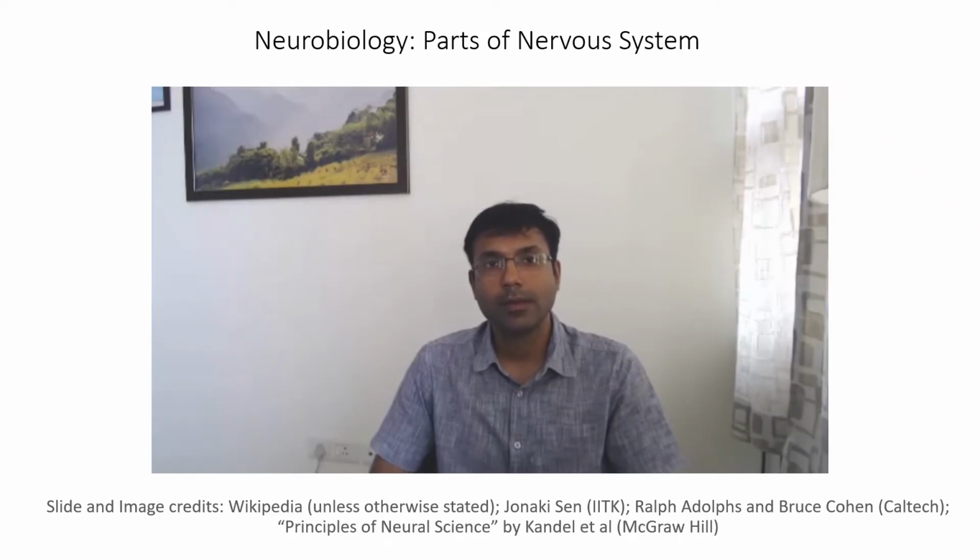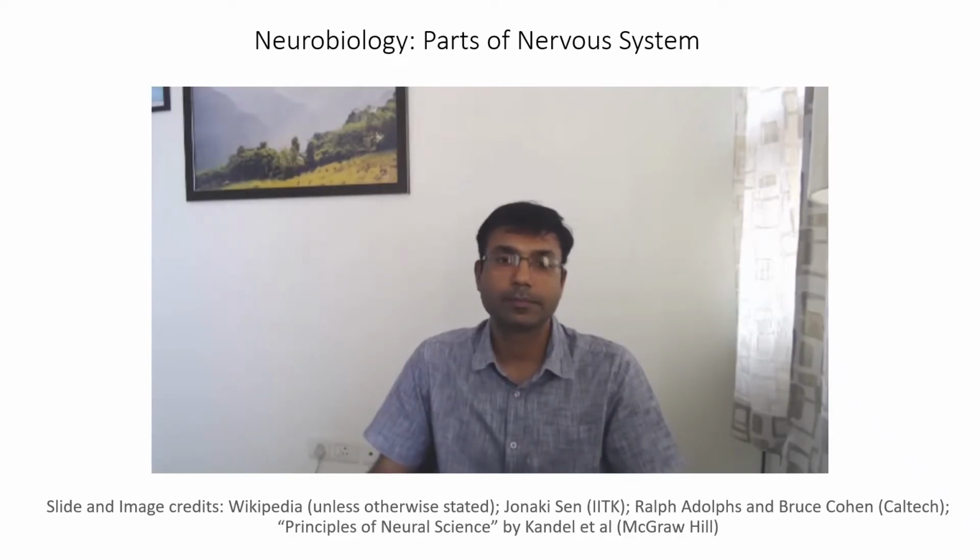Hi everyone. In the last video we looked at what the brain is made of. So we saw different cell types, neurons, glia, and we also saw how they connect to each other. In this video we are going to see how small circuits of cells are formed, and then we will see what are the different parts that the brain and the broader nervous system are made of. So let's get started.